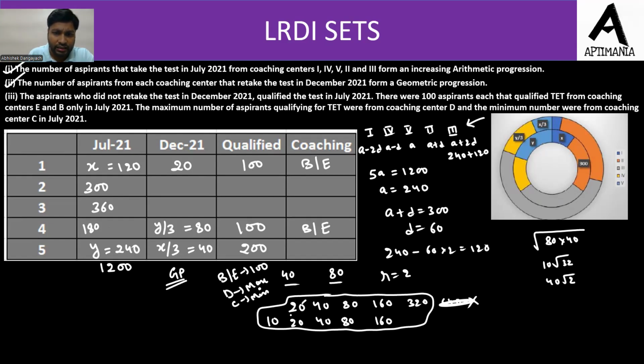Now 20 we have already utilized. Now 80 and 40 we have already utilized. Now we are confused between the two GPs. Which one of these two should we take? We have 160, we have 320 and 10.